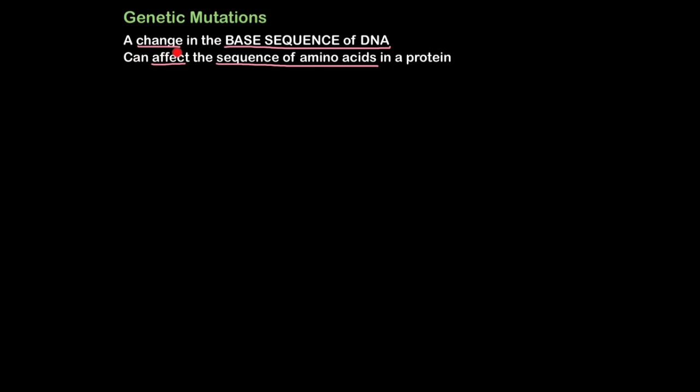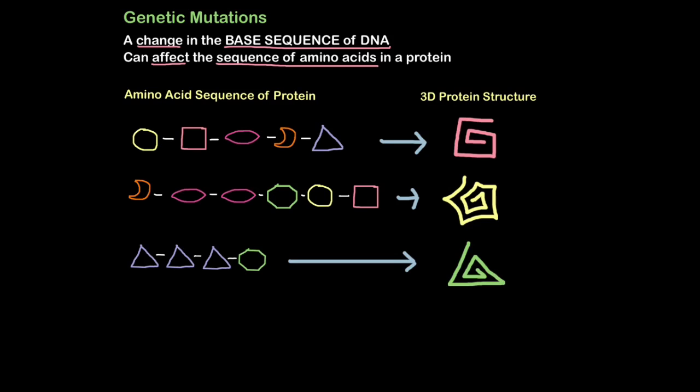Finally, let's see how genetic mutations can affect this process. A genetic mutation is a change in the base sequence of DNA, and this can affect the sequence of amino acids in a protein. As I said before, the sequence of amino acids affects how the protein folds and bonds together to give it a specific three-dimensional structure, also known as its tertiary structure. And this affects the function the protein has.